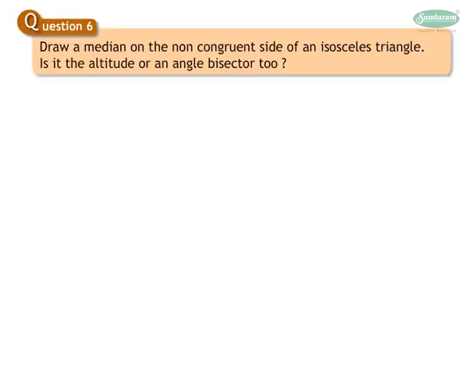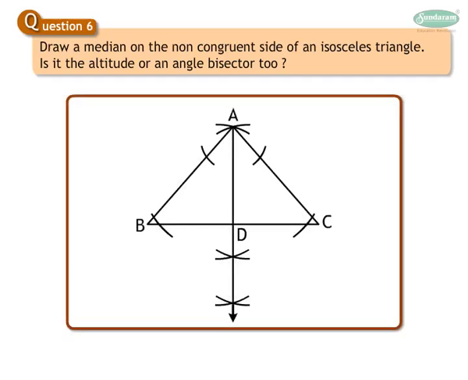Question 6. Draw a median on the non-congruent side of an isosceles triangle. Is it the altitude or an angle bisector too? Solution. Draw an isosceles triangle ABC in which length of side AB is equal to the length of side AC and side BC is the non-congruent side. Let us mark midpoint D of side BC and join vertex A to point D. So line segment AD is the median.